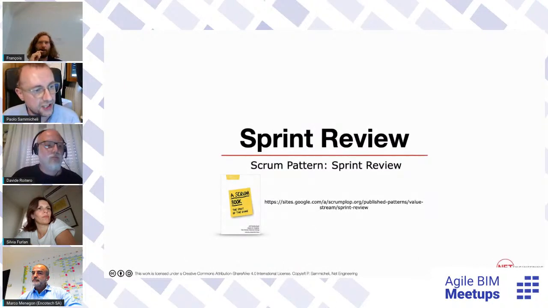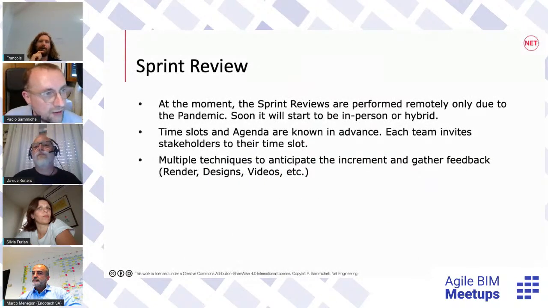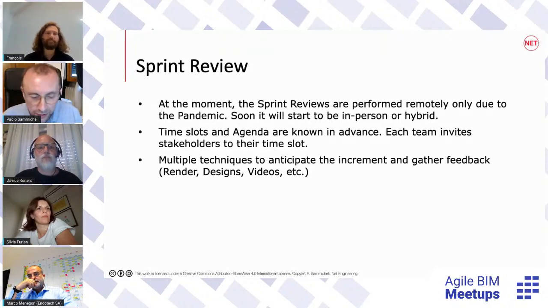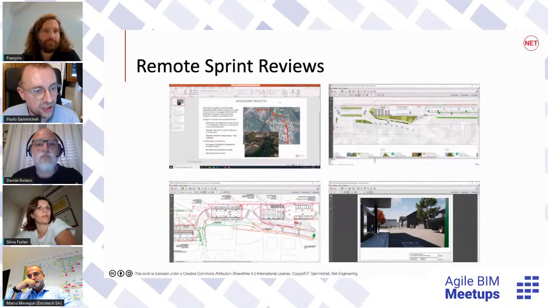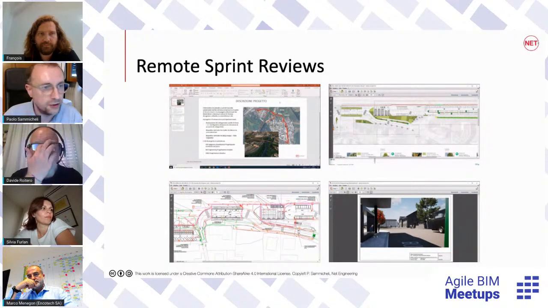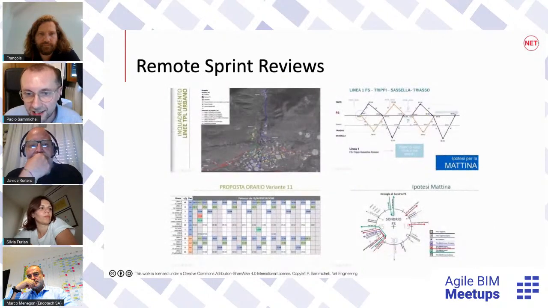And finally, sprint reviews. Now, at the moment, all the sprint reviews, excluding the first pilot team that happened before COVID, and all the other nine teams that started during the pandemic, we do remotely. So how do we collect feedback and inspect an increment that might be a railroad, a rail station, or a bridge, a tunnel, or even something composite with multiple things? We use designs, renders, we use some CAD as well, we use anything we may.